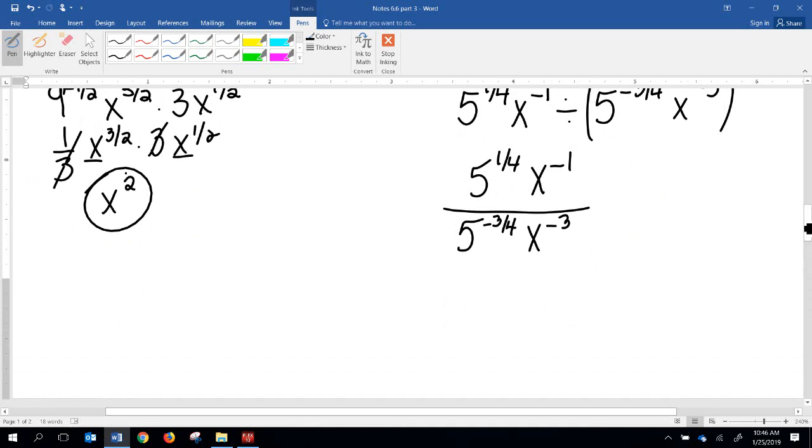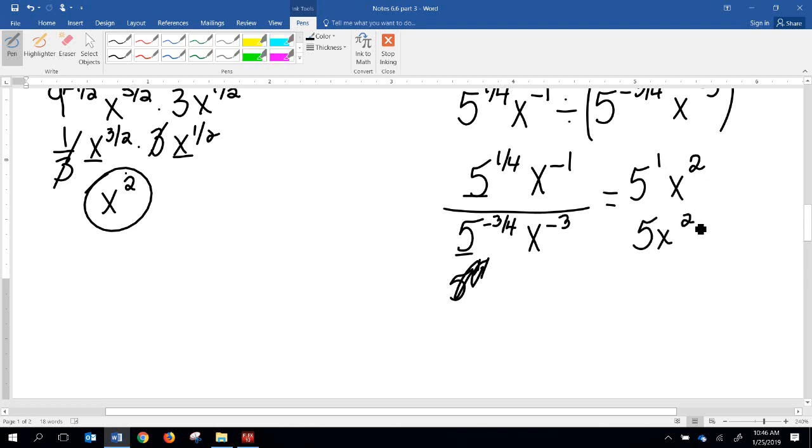All right, who got 5x squared? All right, who wants to explain how they got it? All right, go ahead, Karen. So I took 5 to the 1/4 and divided by 5 to the -3/4. And because they have the same base, you can just subtract the exponents. And when you subtract a negative, you just add, so then the exponent becomes 5 to the first. And then the same thing with the x, just subtract, and then you add the 3 to the -1 and get 2, with x squared.